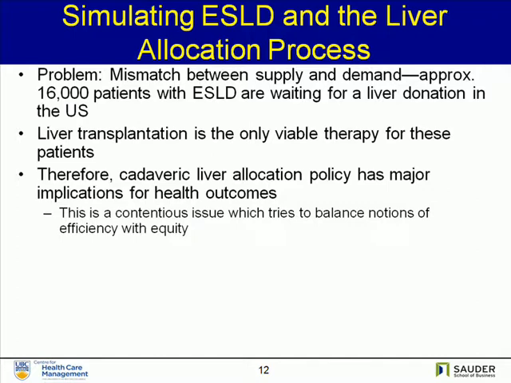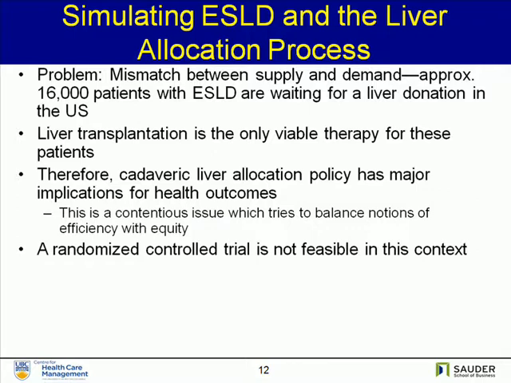Now, unlike for end-stage renal disease, where dialysis is an option, for liver disease, liver transplantation is the only viable therapy. So allocation policies for liver donation have serious implications for health outcomes, and this is a rather contentious issue that tries to balance efficiency with equity. Different geographic areas want a fair representation of patients in that area getting organs, and so forth.